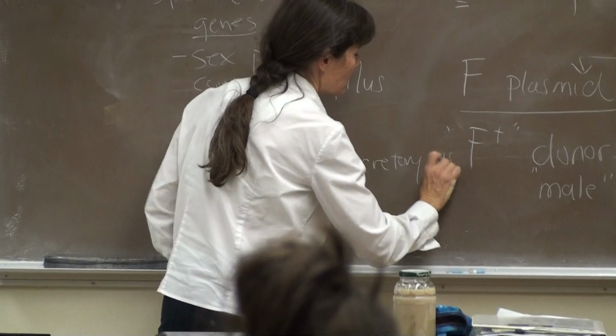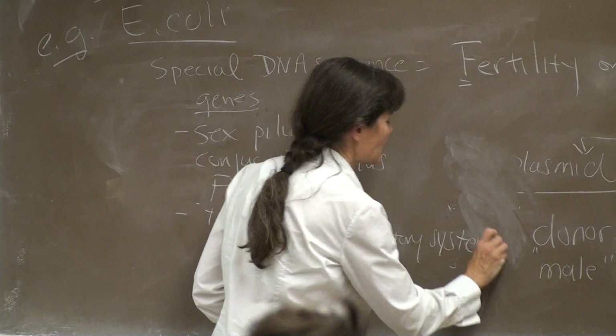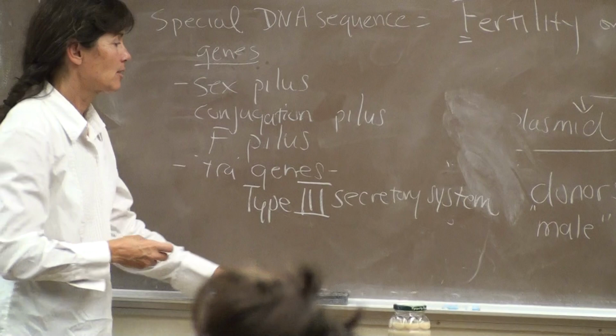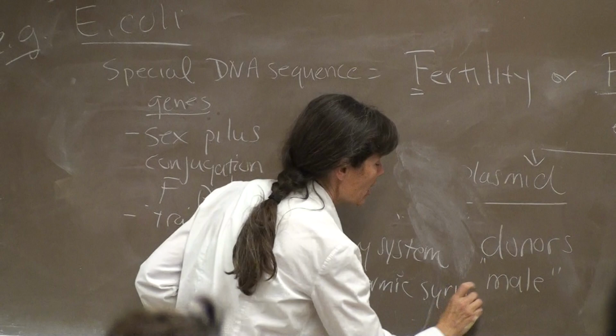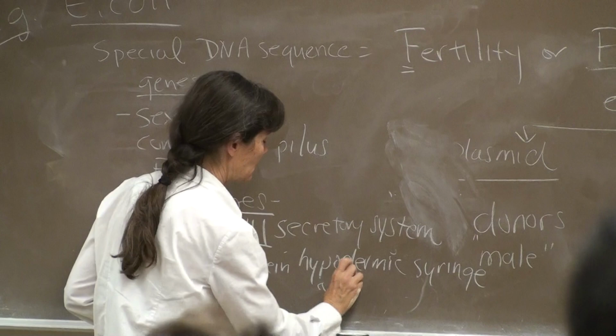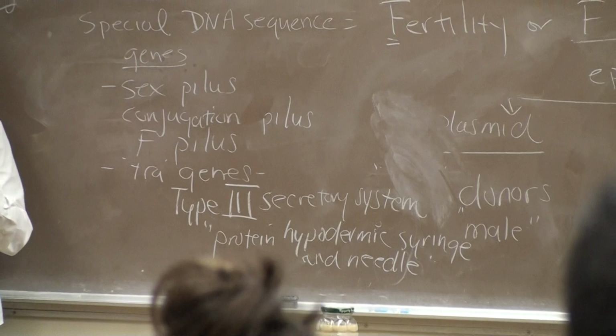And the descriptions to me of these type 3 secretory system, it sounds like a protein, a hypodermic syringe and needle. So this type 3 secretory system, we can think of it as a protein, hypodermic syringe and needle that permits the donor bacterium to literally inject a recipient with copies of its DNA, hypodermic syringe and needle. And this type 3 secretory system, it probably is part of the base of the sex pilus itself, and we'll try to explain that as we go.